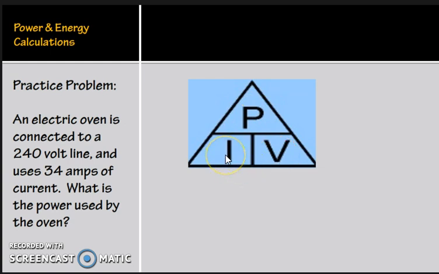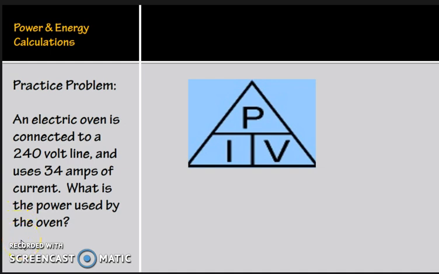If you're looking for current, it would be power divided by voltage, or potential difference. And if you're looking for the voltage, or potential difference, it would be power divided by current. Okay, so here's our problem. We've got an electric oven that is connected to a 240 volt line, and it uses 34 amps of current. What is the power used by this oven?